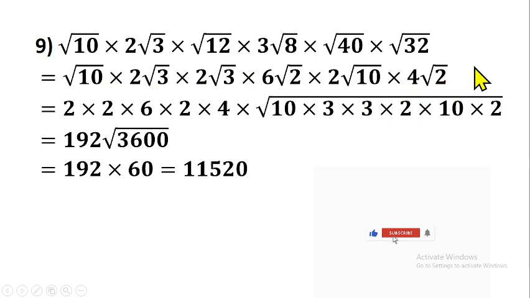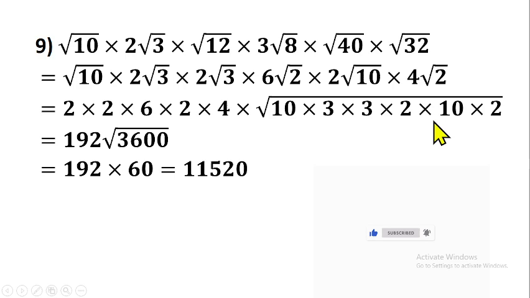Now we can start multiplying. What do we do? Multiply all the whole numbers. So we have 1 times 2 times 2 times 6 times 2 times 4. So that will give us 2 times 2 times 6 times 2 times 4. I did not put this one here, it does not have any effect. So then multiply all the surds together. You have surd 10 times surd 3 times surd 3 times surd 3 times surd 2 times surd 10 times surd 2.